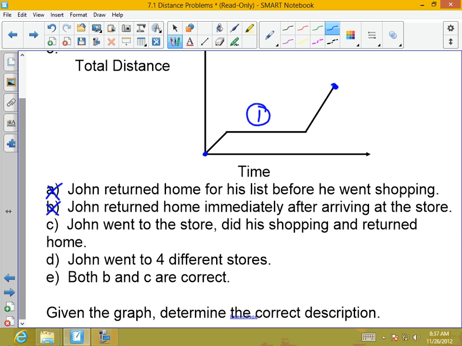John went to the store, did his shopping, returned home? I guess we now know that the answer is C. It's the same question as the one before. They just wanted you to see distance from home, total distance, the difference, okay?